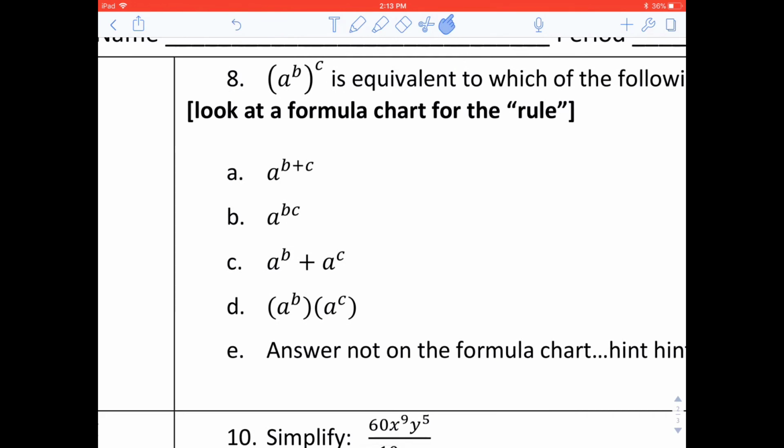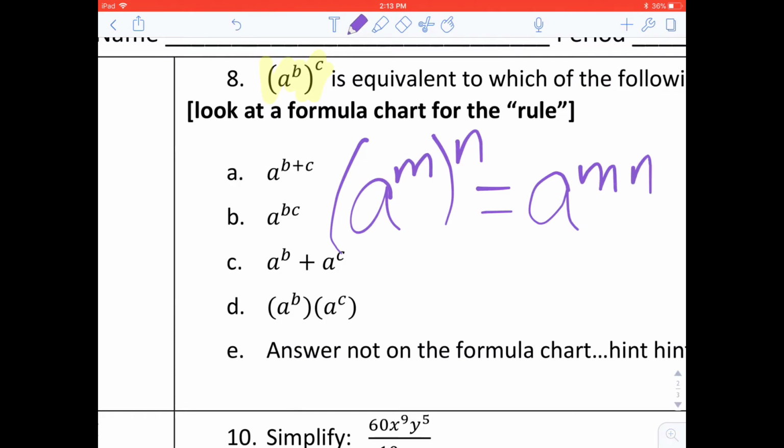8. What you need to do is look on your formula chart for this rule. Now the formula chart is not going to use B and C. The formula chart is going to use something like this. A to the m to the nth power is a to the mn. It's okay. It doesn't matter if they use B, C, A, or any letter, just as long as you know the rule that if you have power to a power, you're multiplying them together. There's our answer, B.